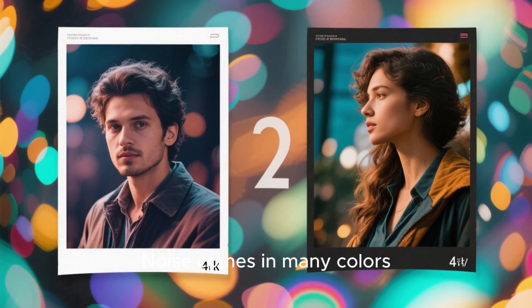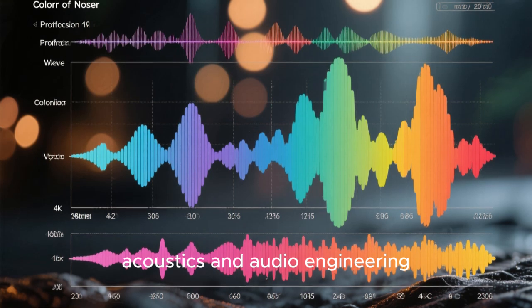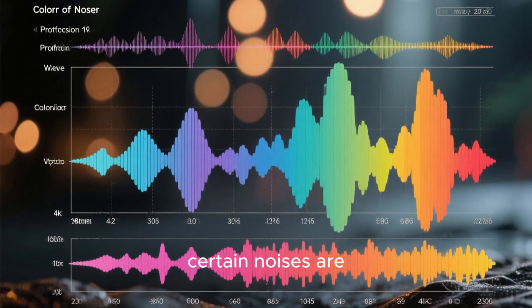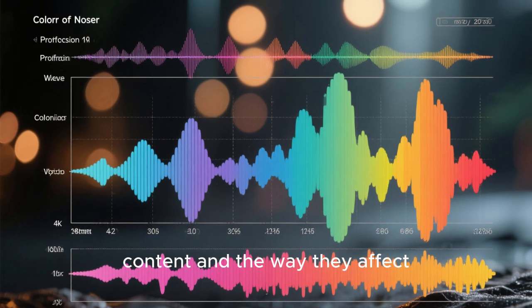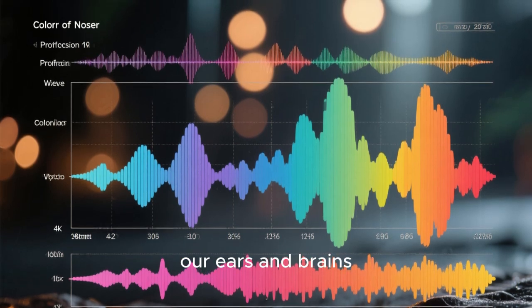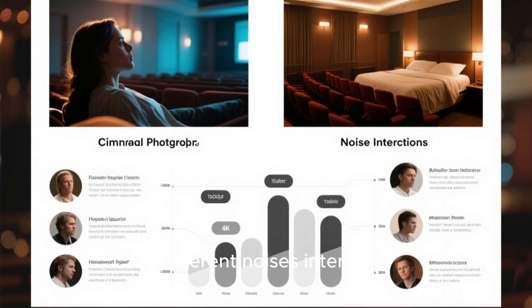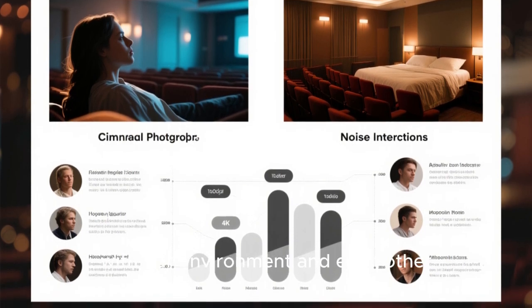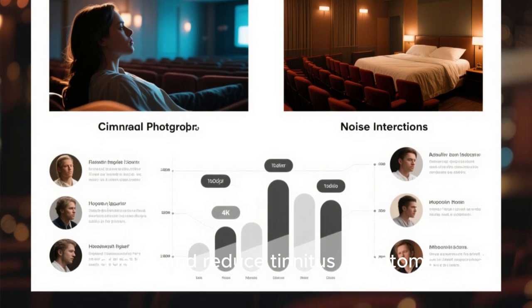Noise comes in many colors, but don't worry, you won't need a paintbrush for this one. In the world of acoustics and audio engineering, certain noises are categorized into different colors based on their frequency content and the way they affect our ears and brains. This classification helps us understand how different noises interact with our environment and each other, and it can even help us use them to improve sleep quality and reduce tinnitus symptoms.